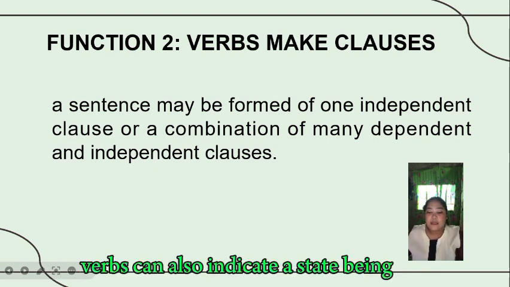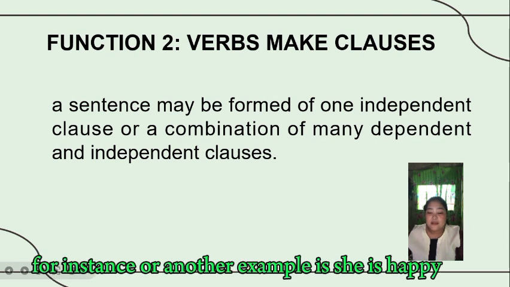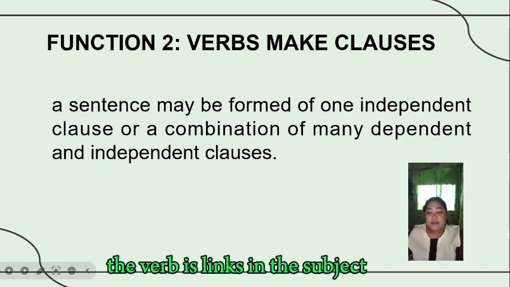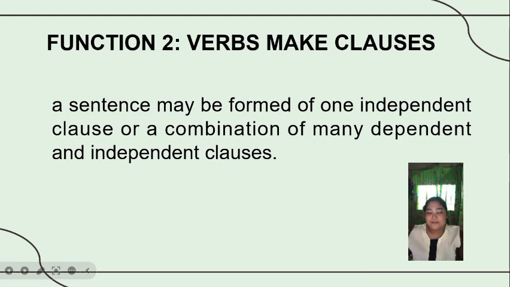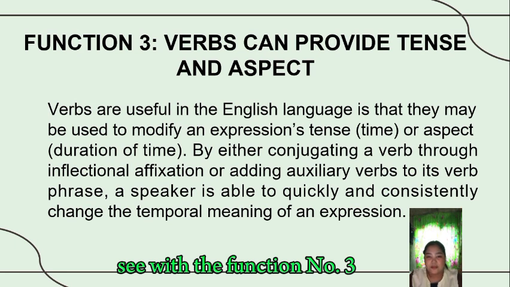This function number 2, verbs make clauses, can be called showing the state of being. Verbs can also indicate a state of being. Another example is she is happy. The verb is links the subject, she, to the state of being happy. Understand? Okay, very good.